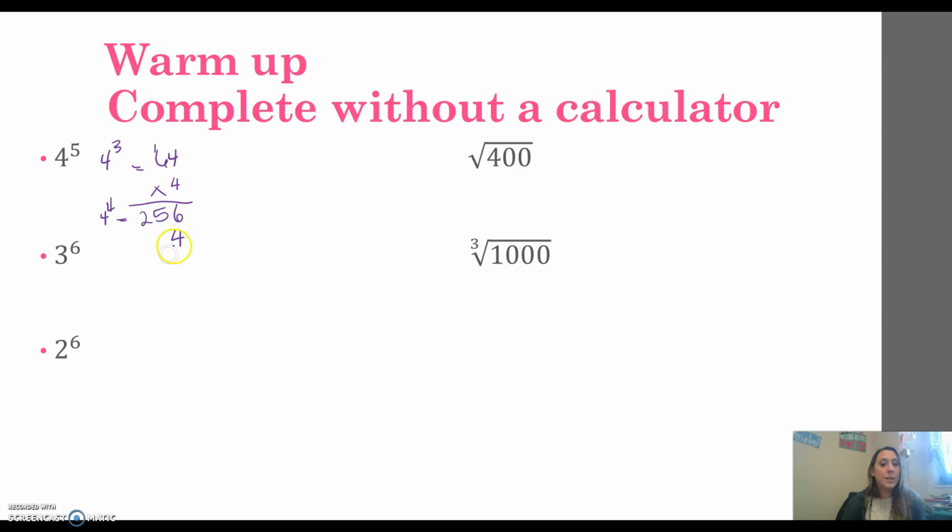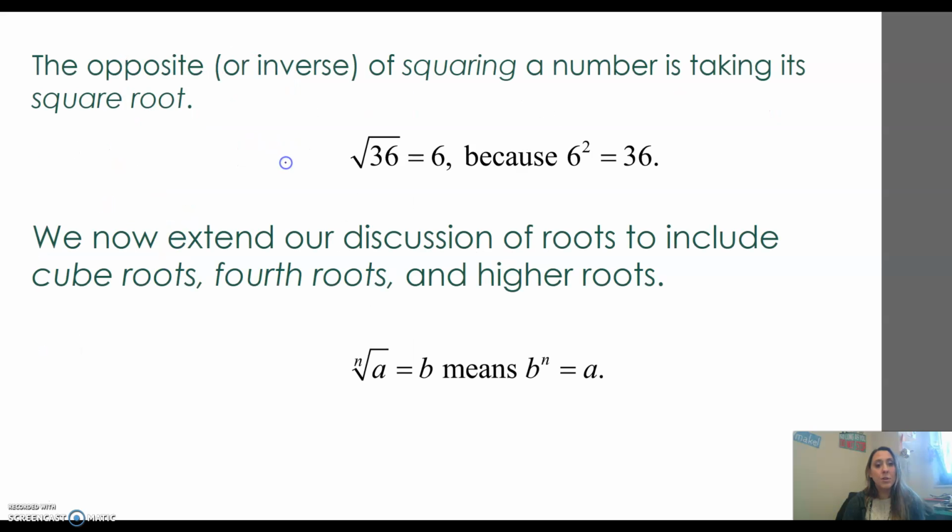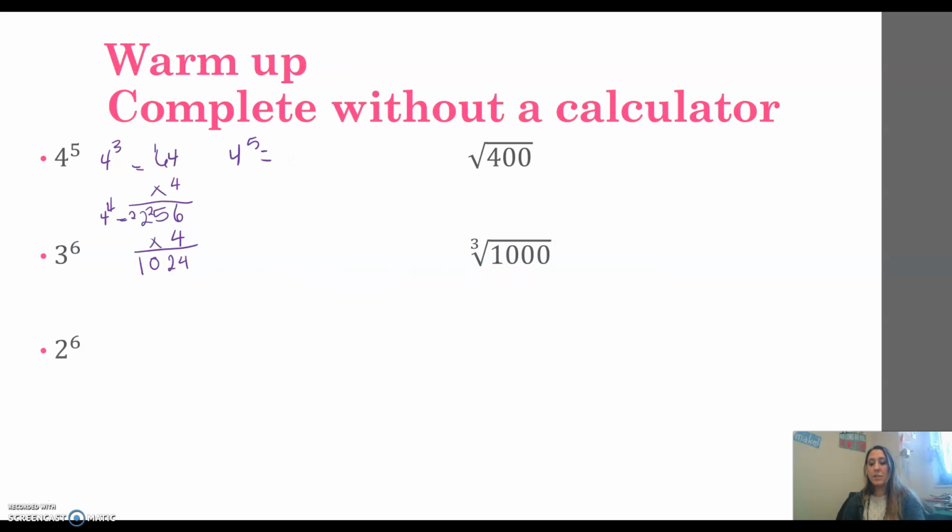So then we have 4 times 6. 4 times 6 is 24. Carry the 2. 4 times 5 is 20 plus 2 is 22. And then 4 times 2 is 8 plus 2 is 10. Alright, so 4 to the 5th is equal to 1,024. So I want you to do the next 2 on your own.